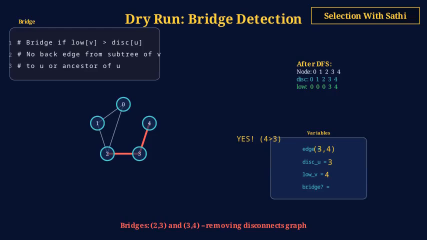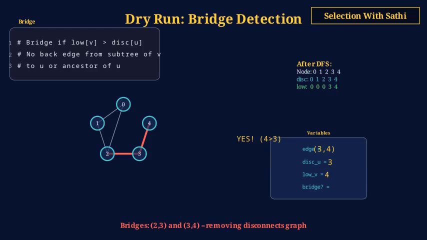Node 2 has edge to 0, a back edge. Low of 2 becomes 0. Return to 1, low of 1 becomes 0. Visit 3 from 1, disk 3, low 3. Visit 4, disk 4, low 4. Visit 5, disk 5, low 5.